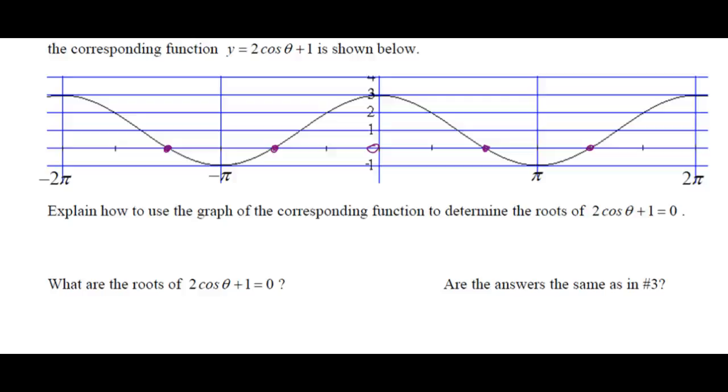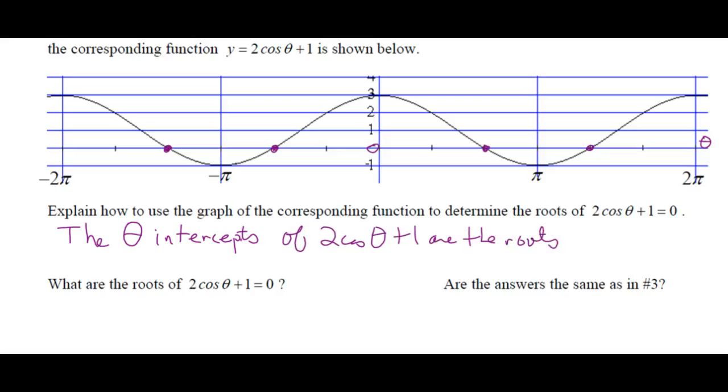Okay, so the explanation is just the theta intercepts, right? The theta intercepts. This is the theta axis. So the theta intercepts of 2 cos theta plus 1 are the roots. Okay, theta intercepts occur when y is equal to 0, right?